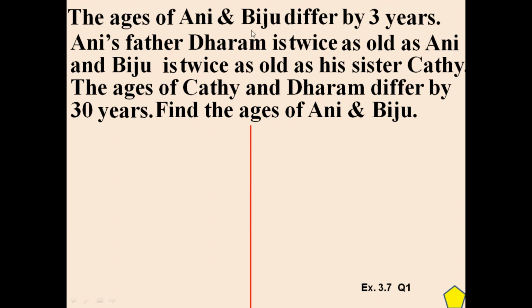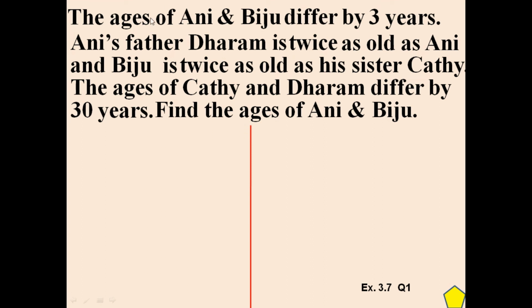Ani, Biju, Dharam, Kathy, right? So there are 4 people here, but it is still a problem for linear equation in 2 variables. The ultimate ages that we have to find is for Ani and Biju. Second difference in this problem, how it is different from the previous problems, is that we were talking about 3 different time frames in those questions: after, before, present. Here we are talking about the present ages only.